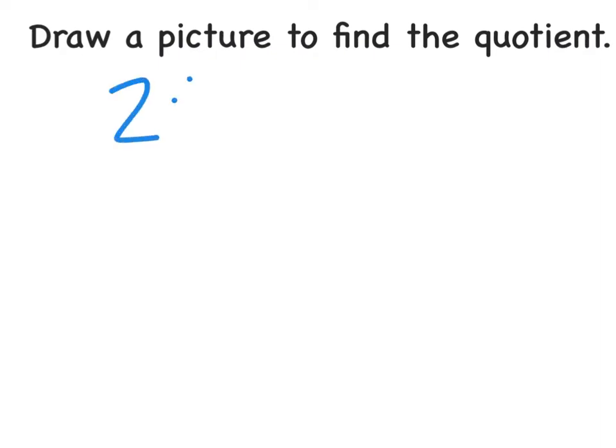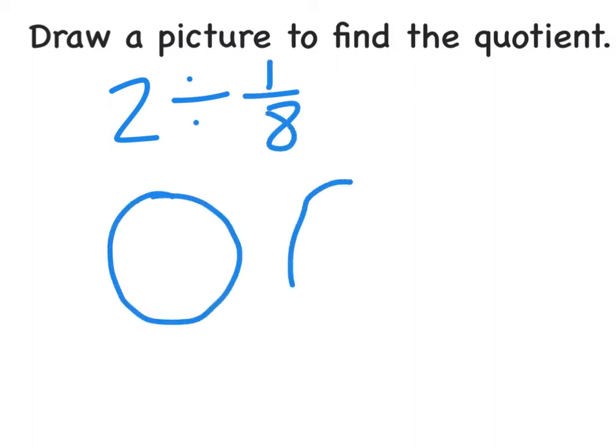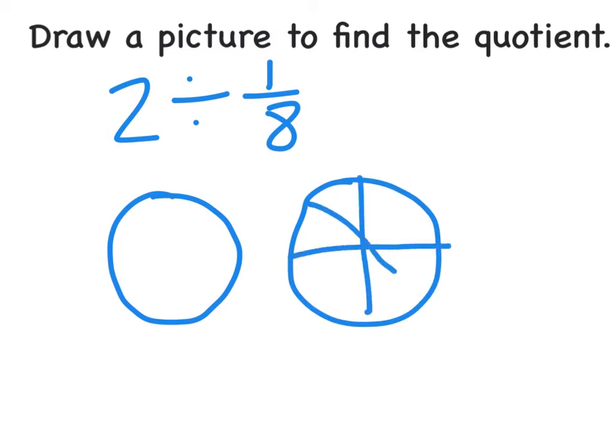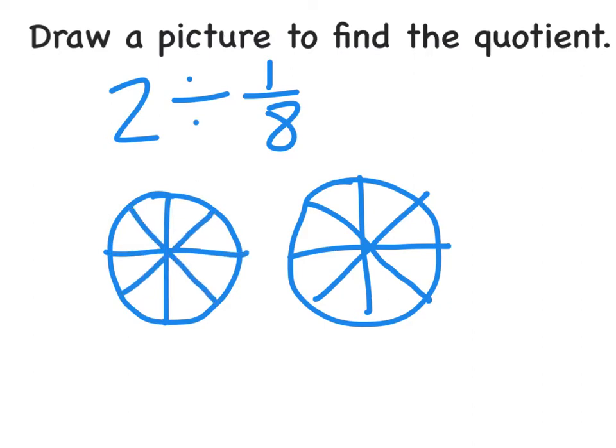2 divided by 1/8. So this means take 2 wholes and split them into eighths and tell me how many eighths are in 2 wholes. So here's my rough eighths, and now I'm just going to count how many eighths are in 2 wholes. 1, 2, 3, 4, 5, 6, 7, 8, 9, 10, 11, 12, 13, 14, 15, 16. So 16 is my answer.